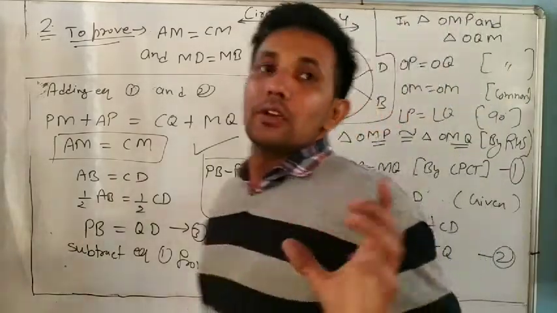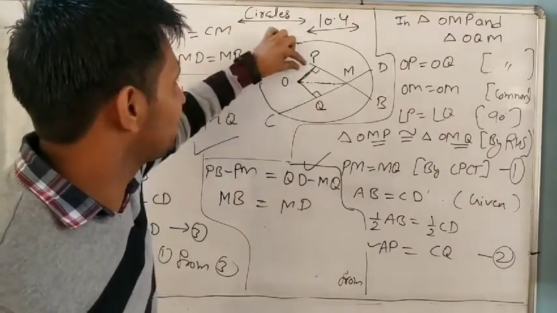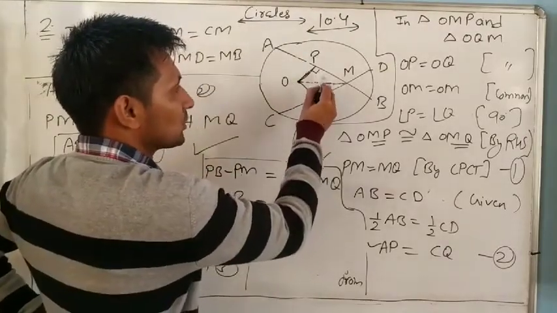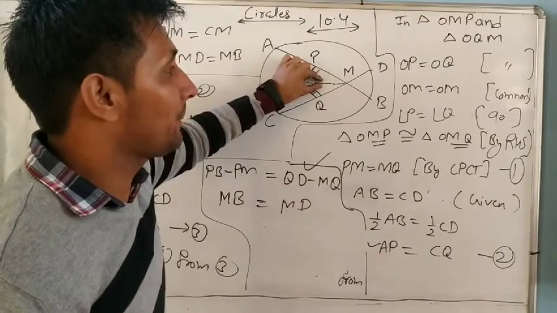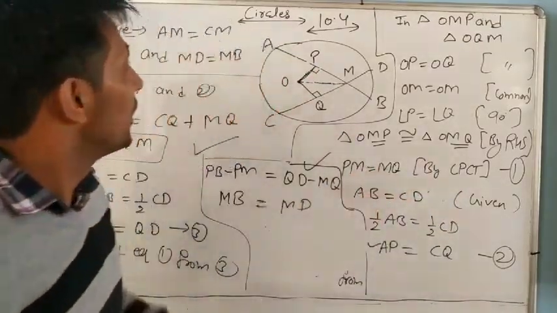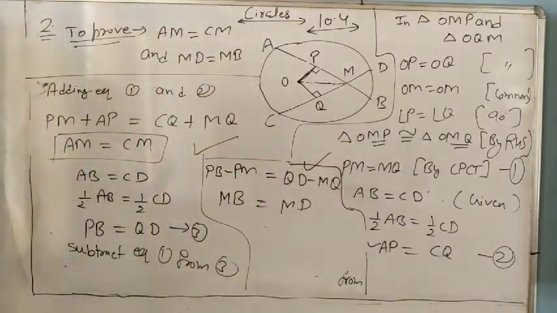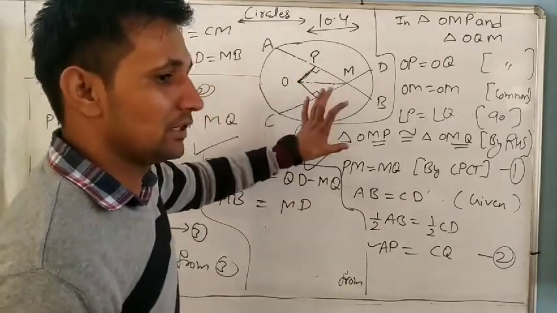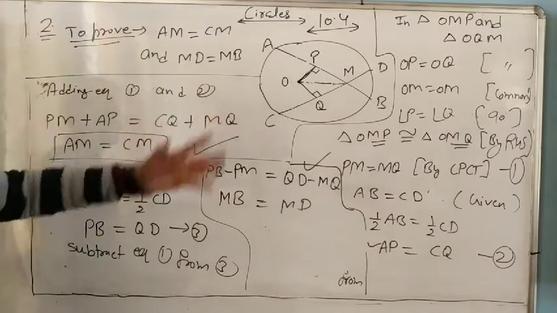So first, chords are equal, given. If chords are equal, they are equidistant from the center. It means OP equals OQ. If OP equals OQ, we prove that these two small triangles are congruent. If triangles are congruent, corresponding parts are equal. So PM equals QM. We proved that in the first equation. And next, we know the two chords AB and CD are equal. It means AP and CQ are equal. And this one, you can use the equation and do well.